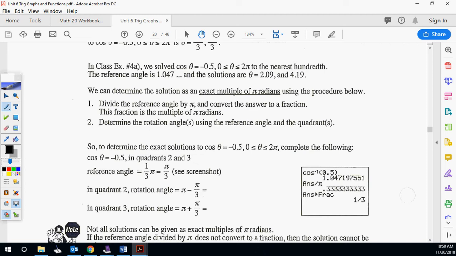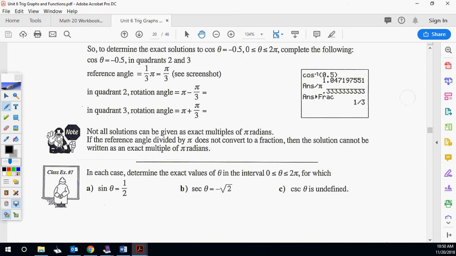We can determine the solution's exact multiple of pi in radians by doing the following. So this is exactly what Don was asking: how do we have pi's in our answer? Divide the reference angle by pi and convert the answer to a fraction. Then you'll determine your rotation angle using the reference angle and the quadrants. Here's an example in the screenshot of the calculator. Cosine inverse of negative 0.5 is 1.047. Divide that by pi, and then hit the fraction button, 1/3. So it's pi over 3.